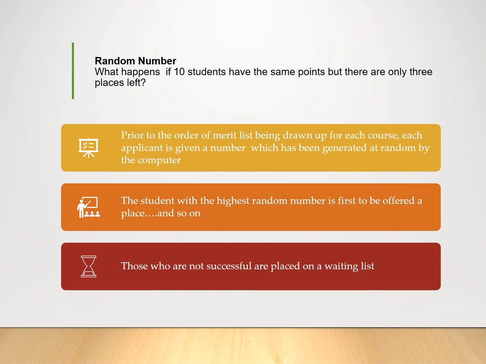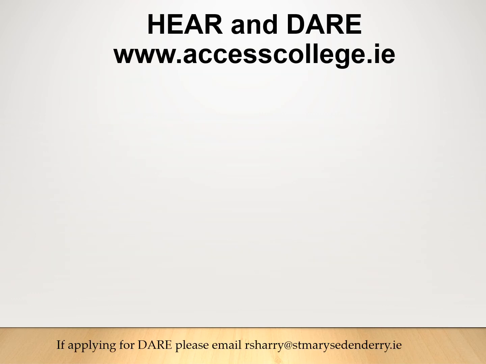The student with the highest random number is first to be offered a place, and so on. Those who are not successful are placed on a waiting list. Now, two important schemes that are linked in with the CAO application are called HERE and DARE. Information on both of these schemes can be found on accesscollege.ie.